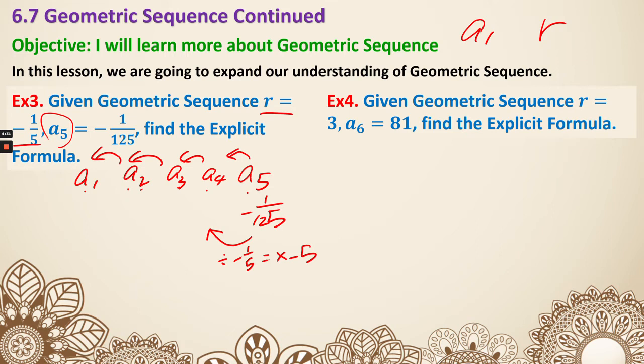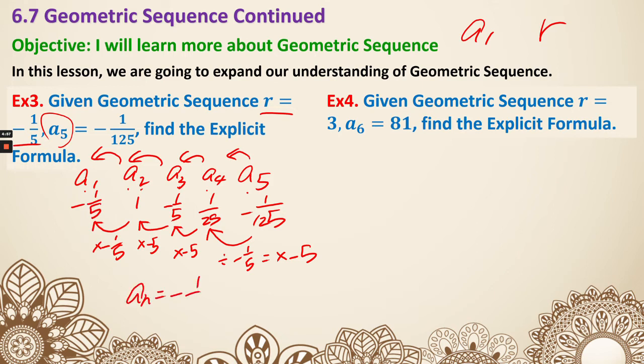Negative 1 over 125 times negative 5. That is going to give us 1 over 25. We're going to do the same, times negative 5 again. That is negative 1/5. And we are going to times negative 5 again. That is going to give us 1. Then times negative 5 again gives negative 5, so a sub 1 is negative 1 over 5... So our explicit formula, a sub n equals negative 1 over 5 times negative 1/5 to the n minus 1 power. That's example 3.